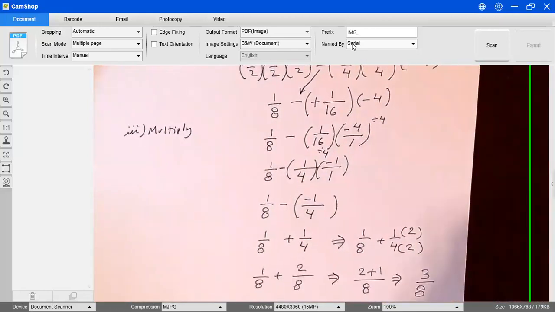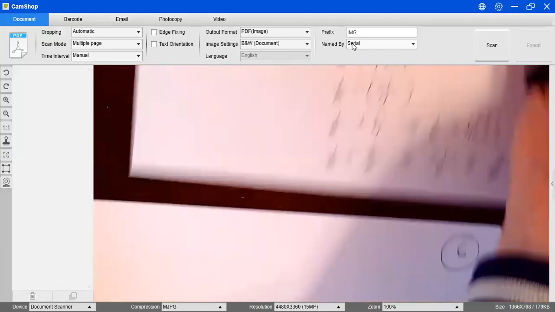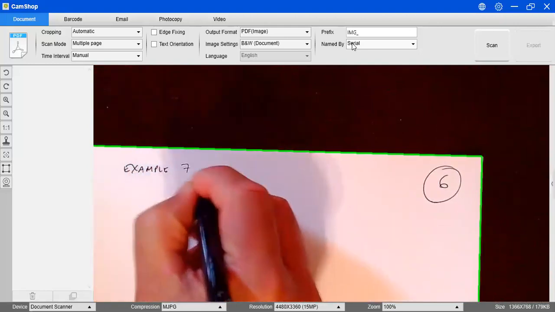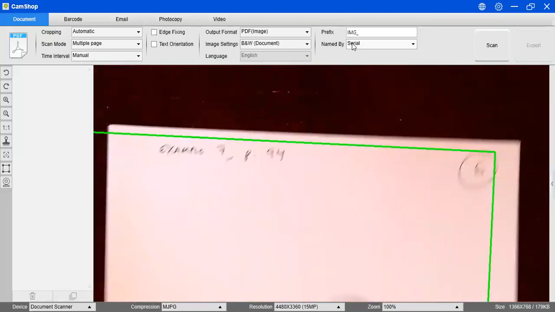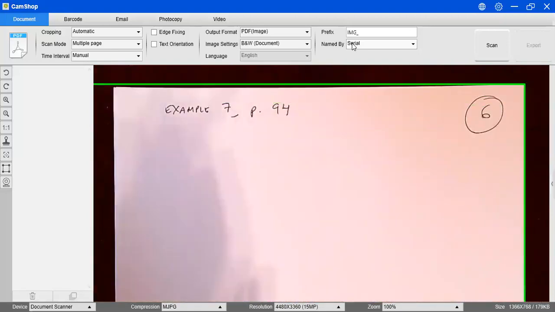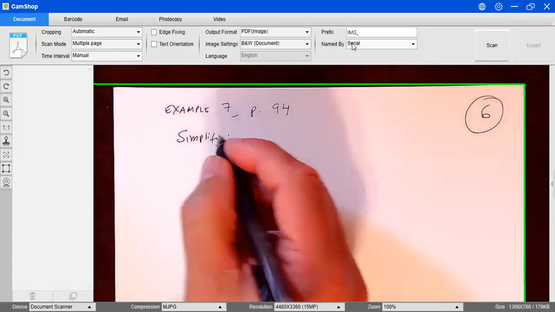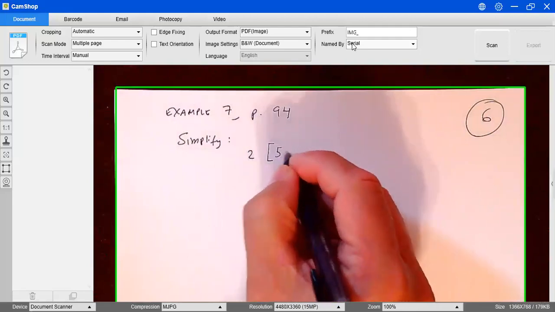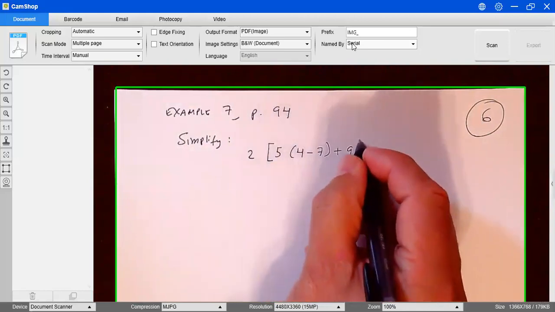Now we're going to work example 7. Example 7. It's on page 94. So example 7, we're going to simplify. And we have a lot of grouping symbols. We have 2 times that multiplies 5, that multiplies 4 minus 7 plus 9, and then.